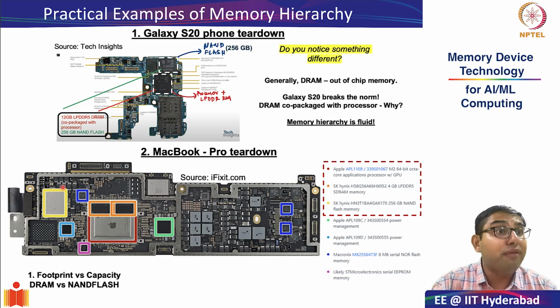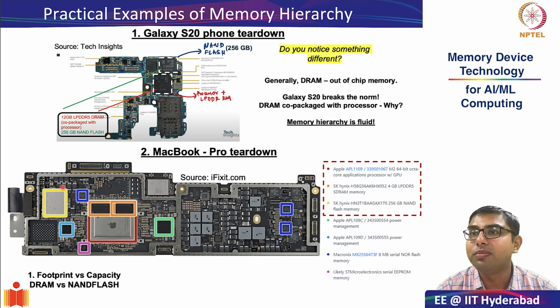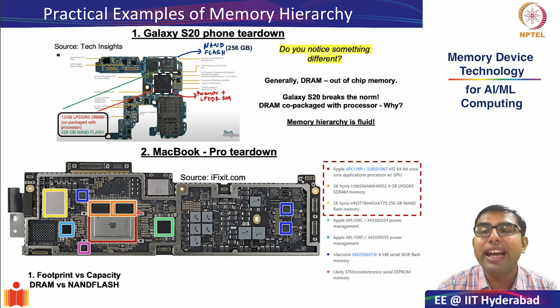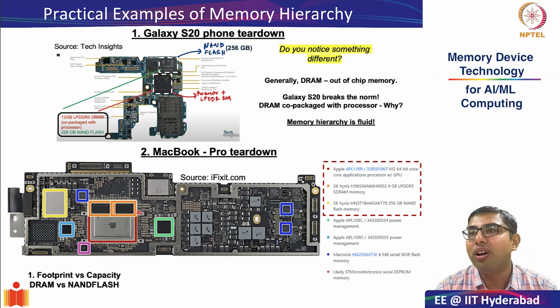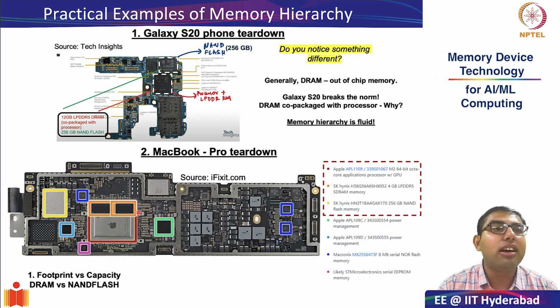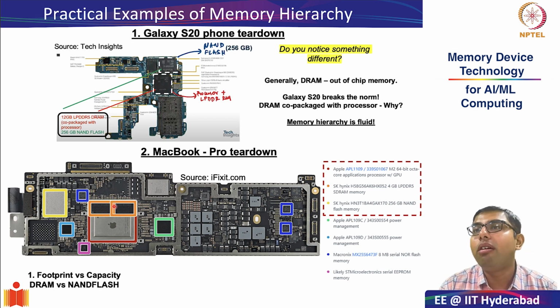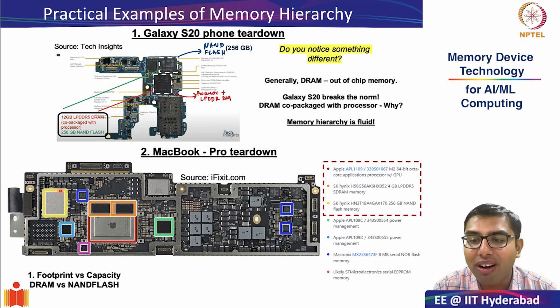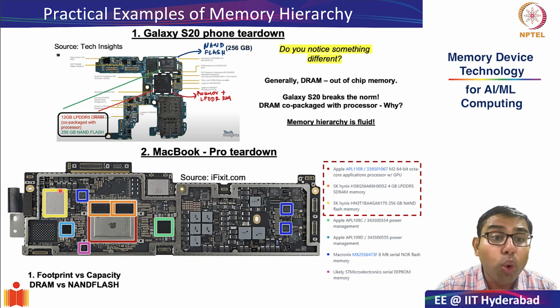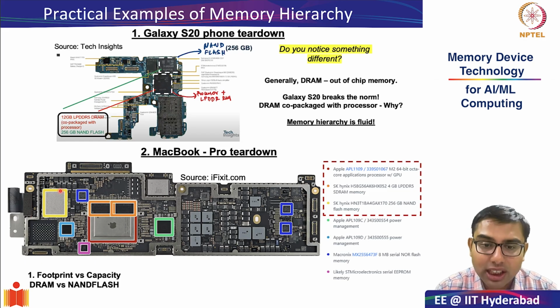That of NAND flash is 8 times that of DRAM. And this is what is also indicative roughly in the motherboard. Of course, we are ignoring the area occupied by peripherals and we will come to that very soon. But roughly, as you can see, 8 GB of DRAM is consuming almost the same space or maybe a little more compared to 256 GB of NAND flash.